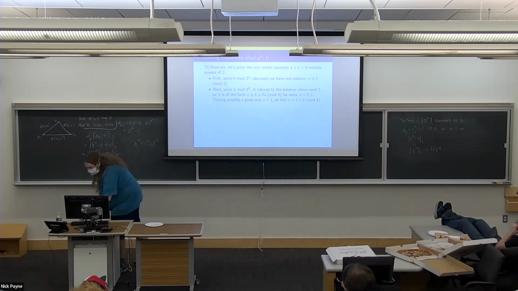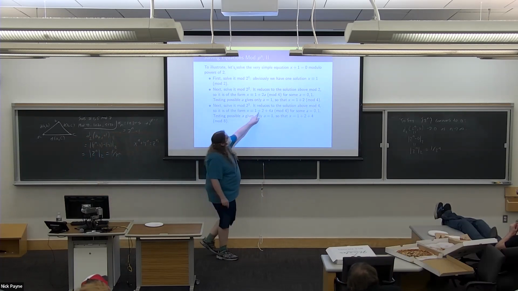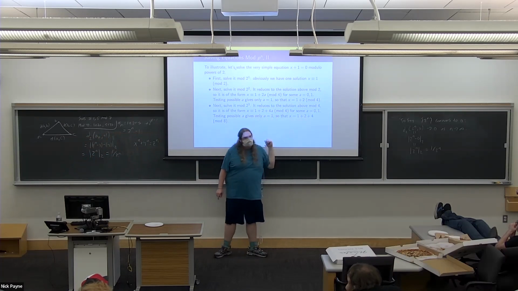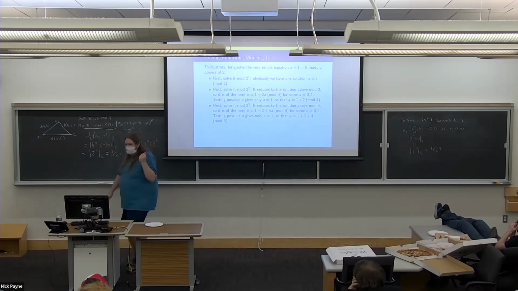Now I look mod 8. I say, okay, well, it's got to reduce to this solution mod 4, so it's 1 plus 2 plus 4 times something, mod 4. And I look for what the something is, I try the 2 possibilities, and I say a equals 1 works again. So now my solution looks like 1 plus 2 plus 4 mod 8. And then I keep going.